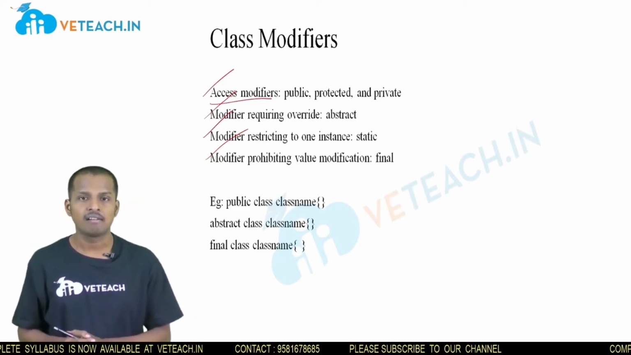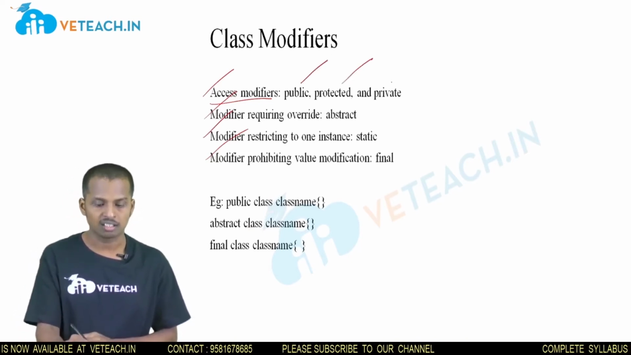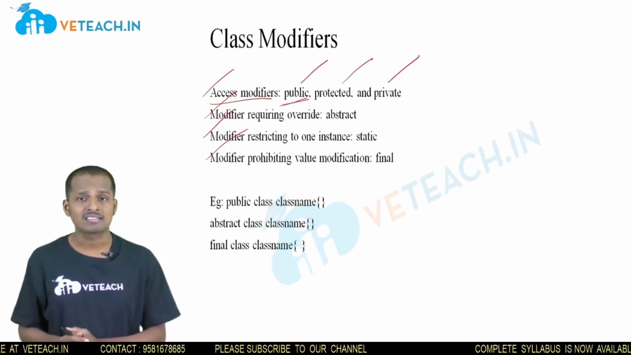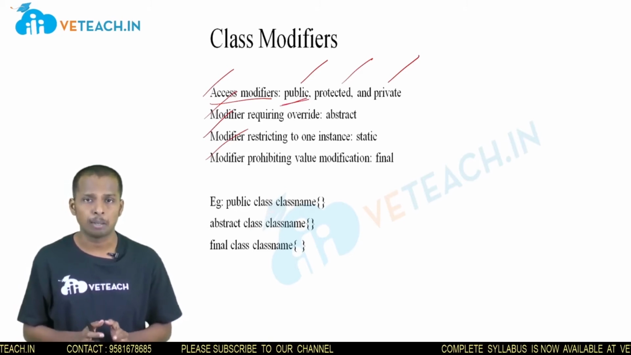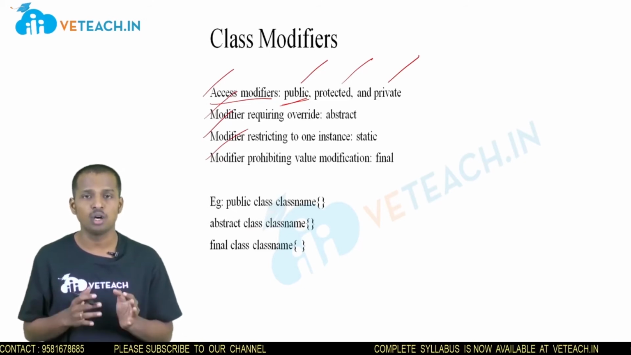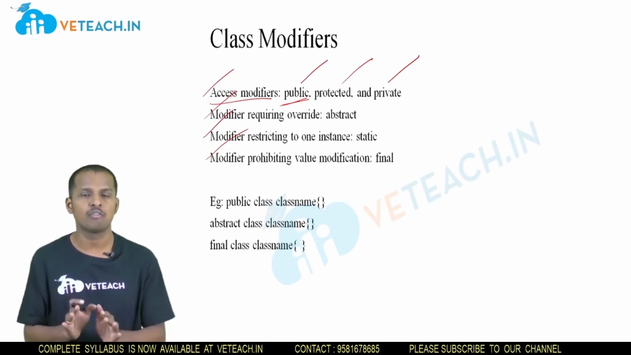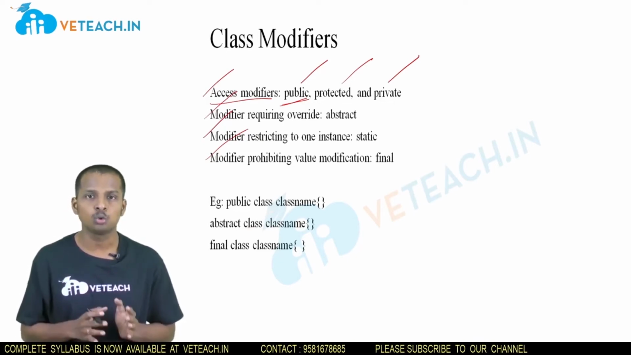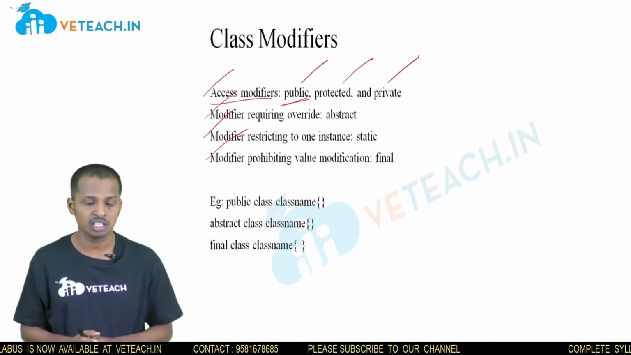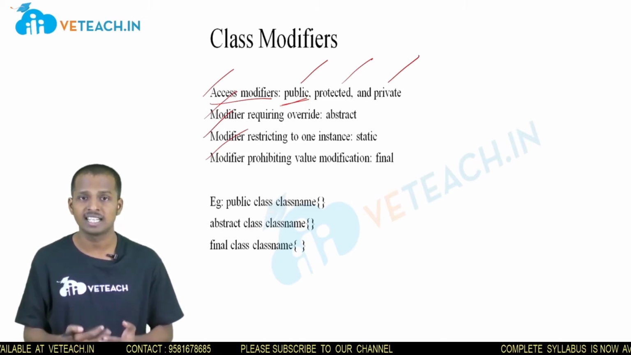Now let us look into the first category of class modifiers, that is access modifiers. In Java, we have three types of access modifiers: public, protected, private. First one is public. If a class is declared by using the keyword public, that class is visible to everyone, even if it belongs to the same package or even if it belongs to another package. You might be wondering, what is a package? Package is a collection of classes. So it can be visible to everyone in the same package, or it can be visible to others in other packages also, if we declare them as public. If I want my class to be visible to everyone, I will make it public.